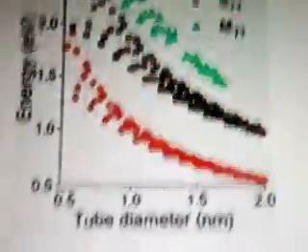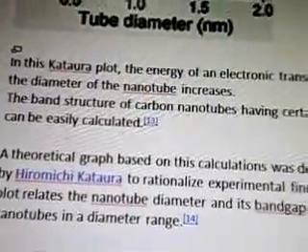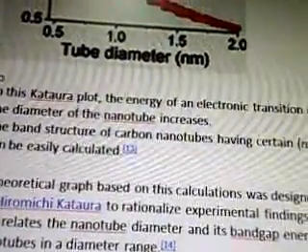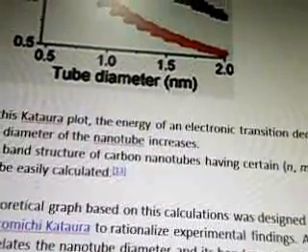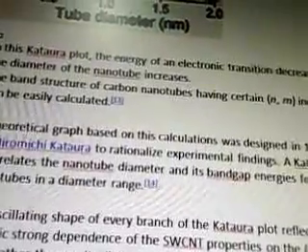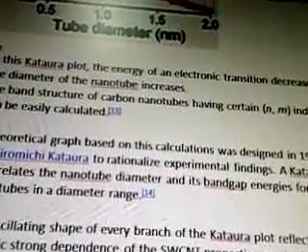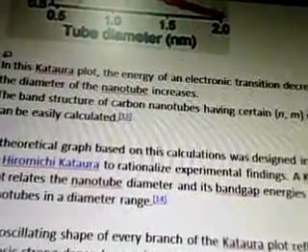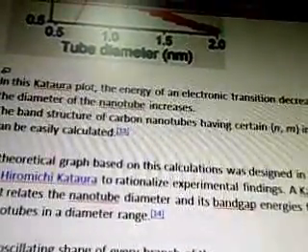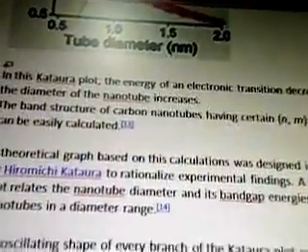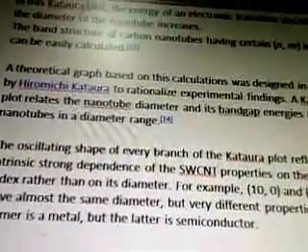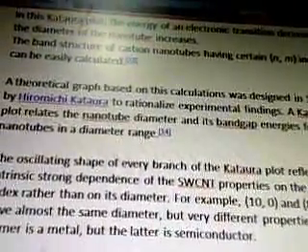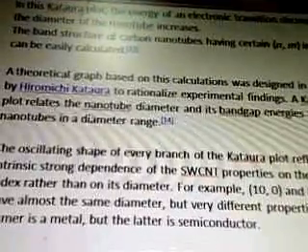Tube diameters. So in this Kataura plot, the energy of an electronic transition decreases as the diameter of the nanotube increases. The band structure of carbon nanotubes having certain (n,m) indexes can be easily calculated. A theoretical graph based on this calculation was designed in 1999 by Hiromichi Kataura. To rationalize experimental findings, a Kataura plot relates the nanotube diameter and its band gap energies for all nanotubes in a diameter range. The oscillating shape of every branch of the Kataura plot reflects the intrinsic strong dependence of the SWCNT properties on the (n,m) index rather than on its diameter.